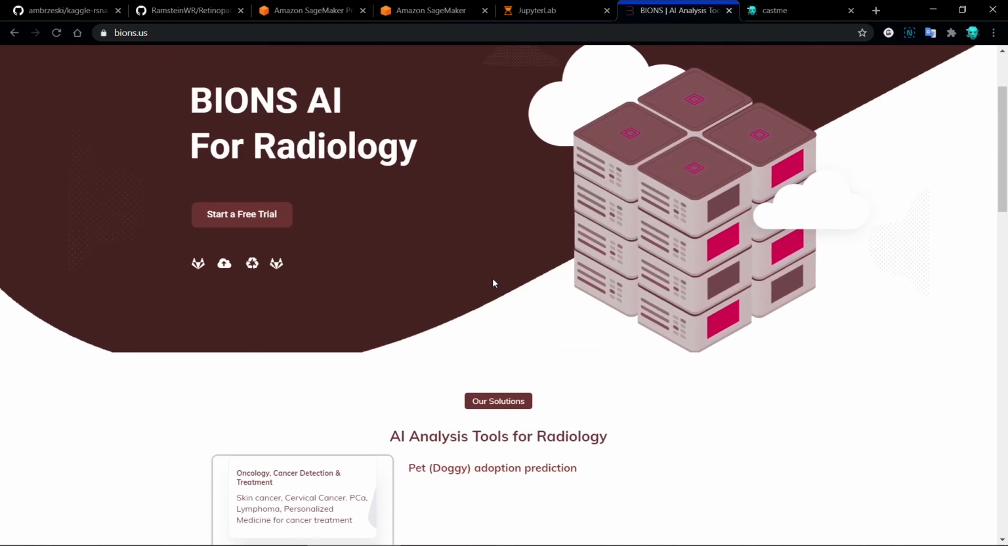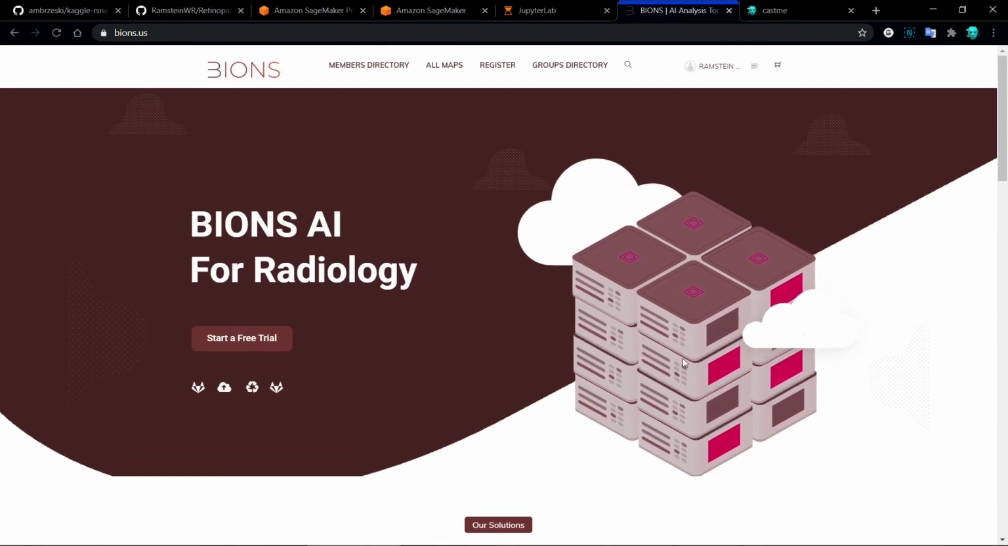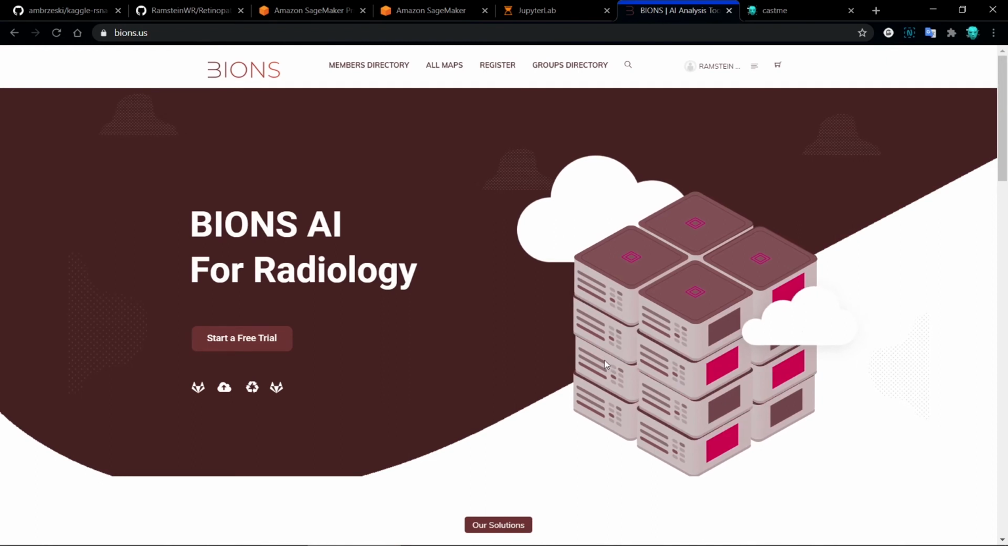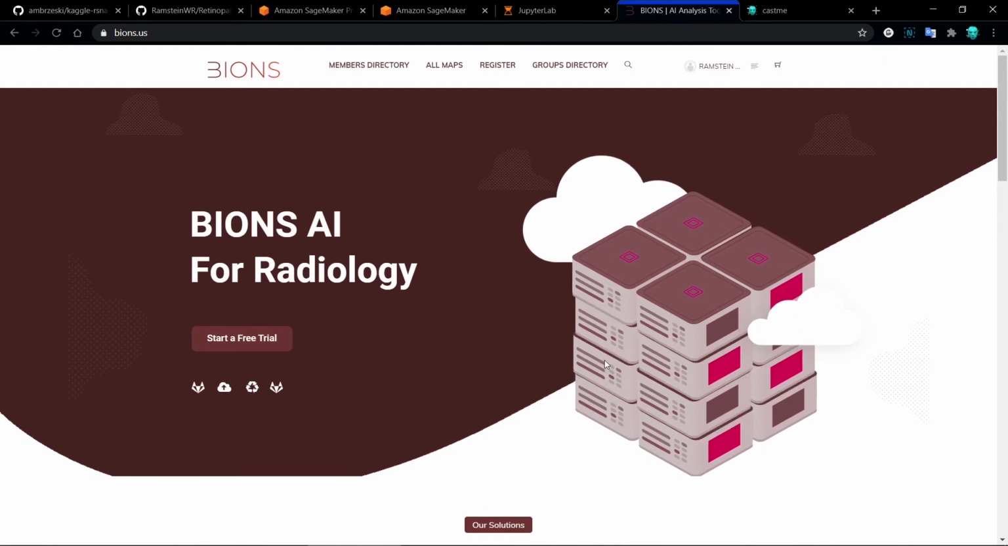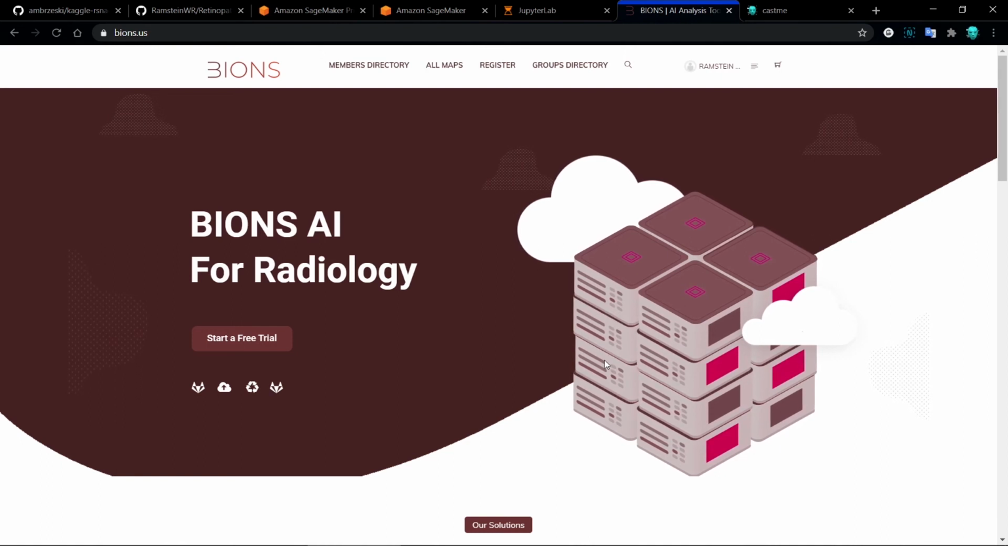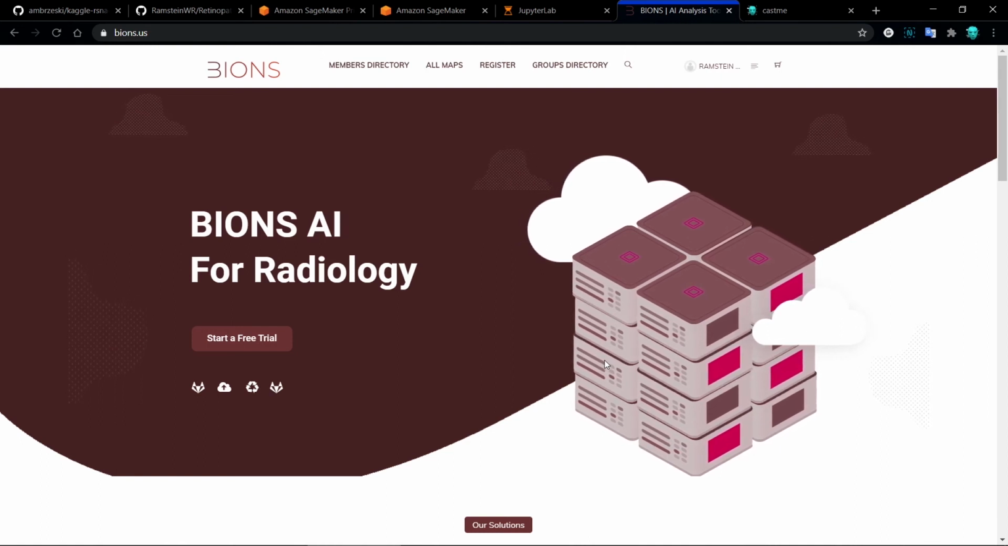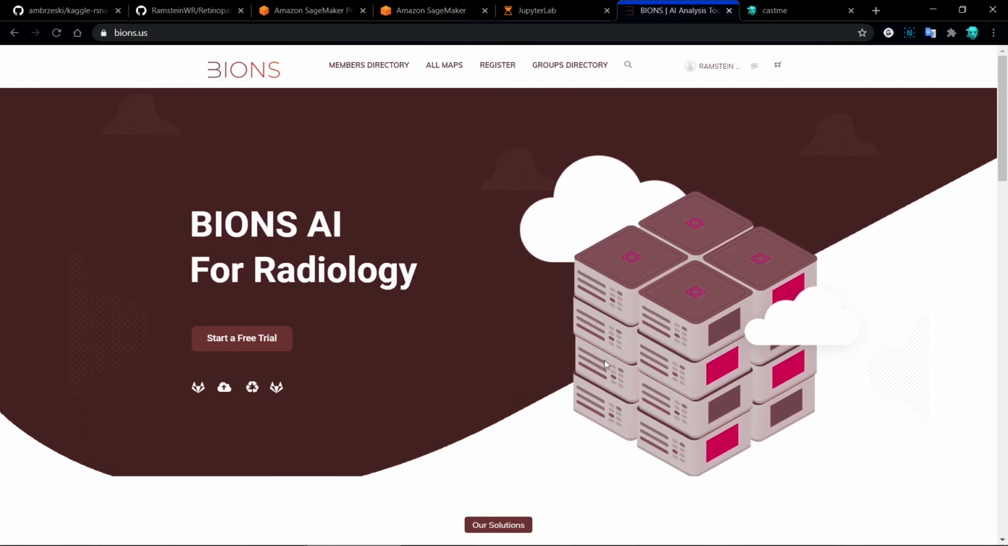So the final product is that you'll be able to sign up for this product, and you will be able to have a first trial of it for a month, and then we go to the production phase. And this product will be only for radiologists. Yeah, only for radiology.